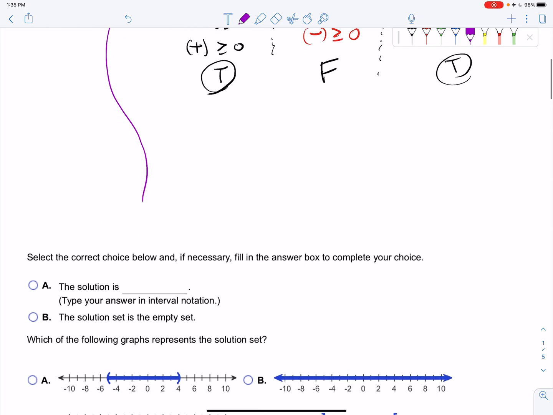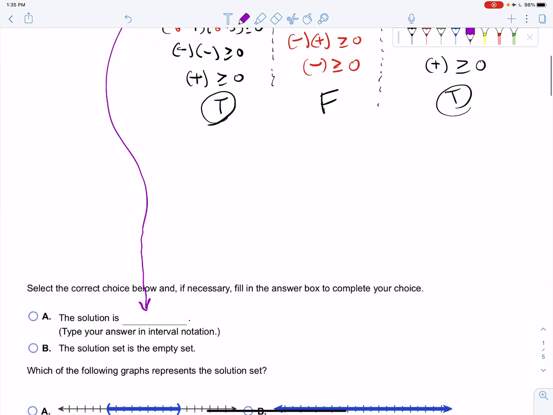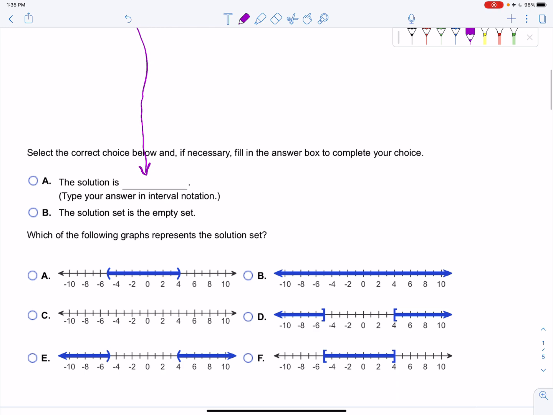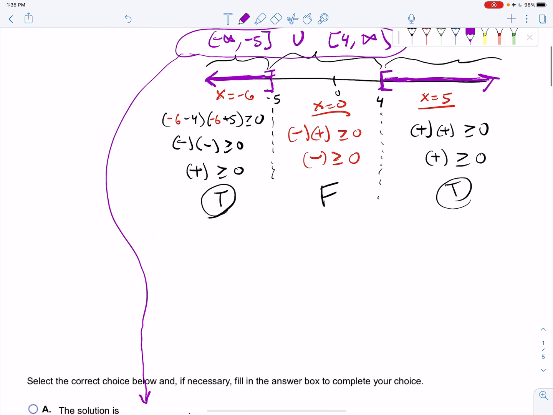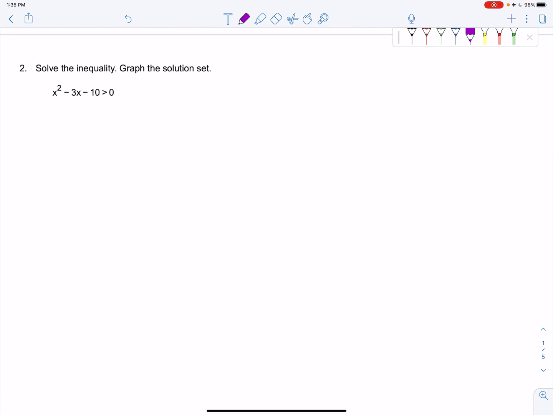And that just belongs right here. And then what graph goes with that? Let's see, that is going to be graph letter D. Matches the graph I just did up there. Okay, so now we do the problem again.